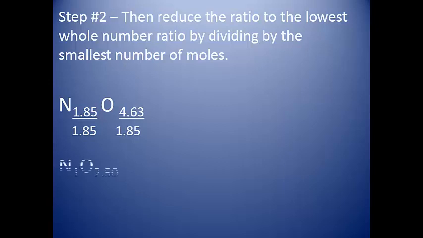When we do that, we get 1 nitrogen for every 2.50 oxygen. Now there's a slight problem there because you can't have part of an oxygen. We have to have whole numbers. So if we get to step number 2, when we divide them, if they work out to perfect whole numbers, awesome, that's great. We can't just round that up to 3. That doesn't work.